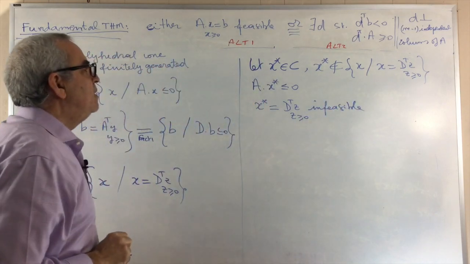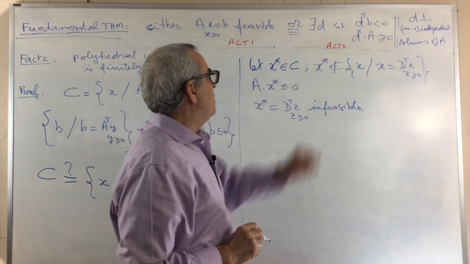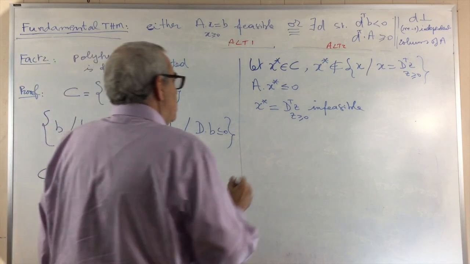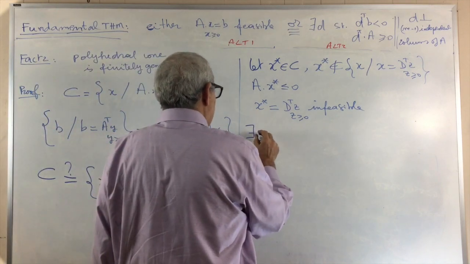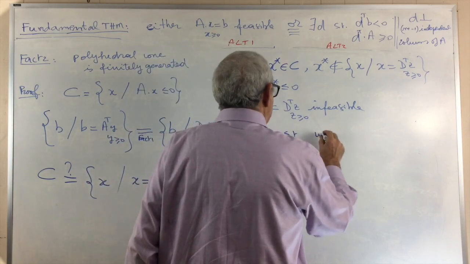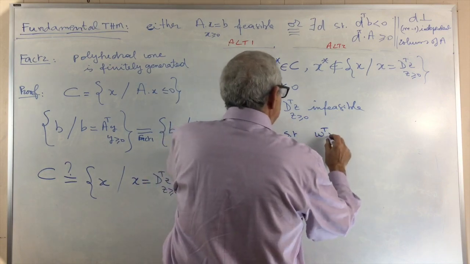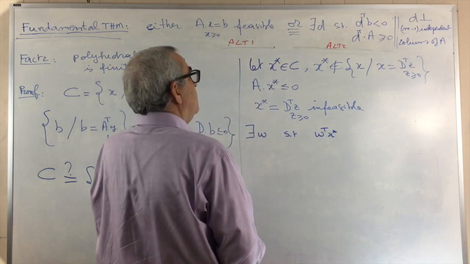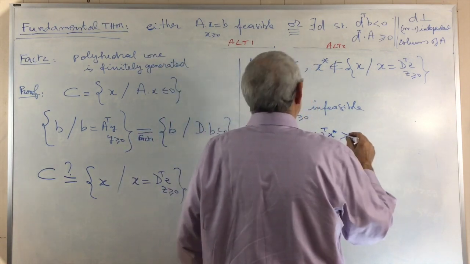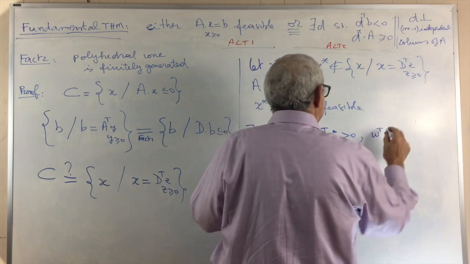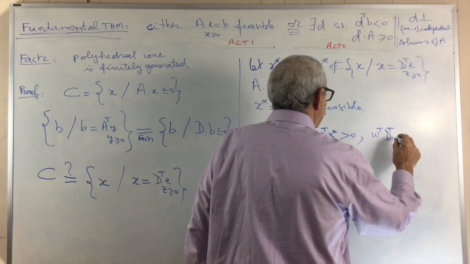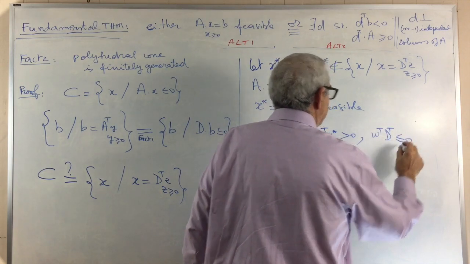Right? That's what it means, that x star does not belong to that. So therefore, using the fundamental theorem, it says that there exists a vector w such that w transpose x star is greater than 0, and w transpose d transpose is less or equal to 0.